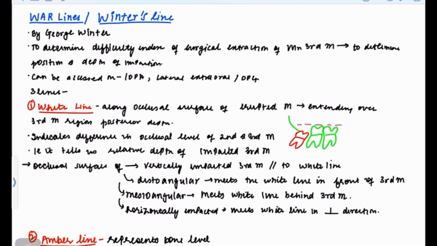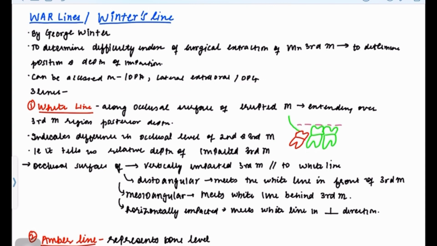In this video, let's see Winter's lines, or war lines. So why are these called war lines? Because these are three lines: white, amber and red. And these were given by George Winter. With these, we will determine the difficulty index of the surgical extraction of the third molar. And we can assess these war lines on an IOPA, a lateral extraoral, or an OPG.